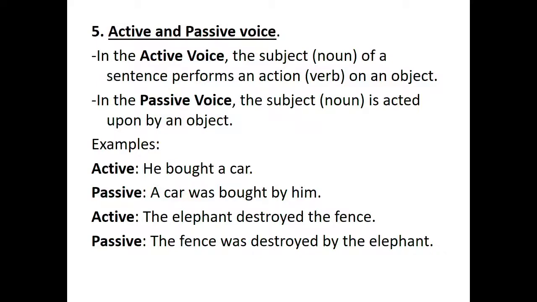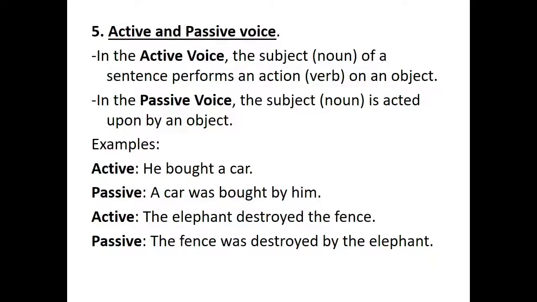Now in the active voice, the subject of a sentence performs an action, that is the verb, on an object. For example, the elephant destroyed the fence. The elephant is the subject performing the action of destroying the fence. The fence is the object. The elephant, subject. That is the active voice. Now, if you change the same sentence to the passive, now the fence, which is the object in the active voice, becomes the subject in the passive voice. You say the fence was destroyed by the elephant.